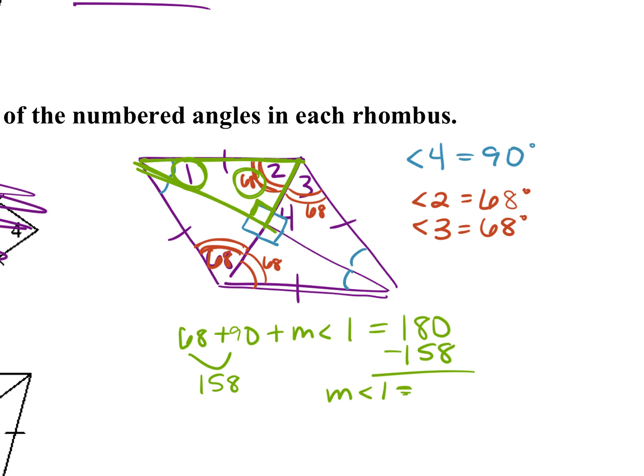No, it's not. Wait, so why don't we do 68 and 138? Like, why don't we do both of them? Because we're just looking at this triangle, right? You have angle 1, the 90, and the 68. So, 22? That would be 22 degrees.